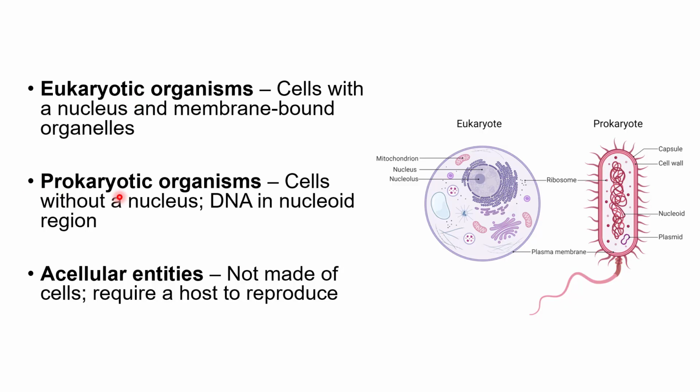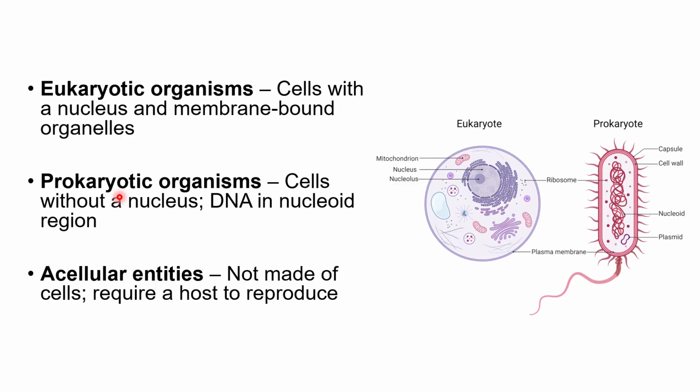Whereas the prokaryotic organisms lack this nucleus. Their DNA is usually a single circular chromosome that is located in a DNA-rich area in the cytoplasm called the nucleoid, and they don't have membrane-bound organelles.